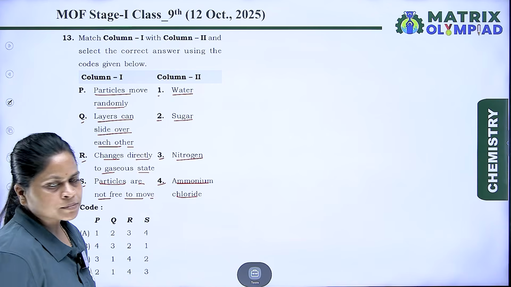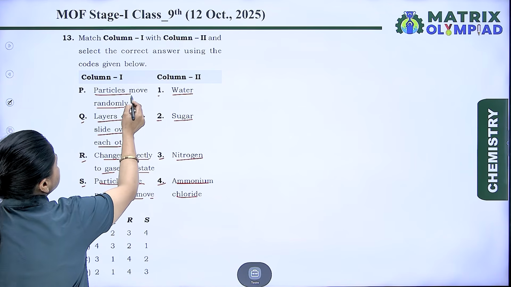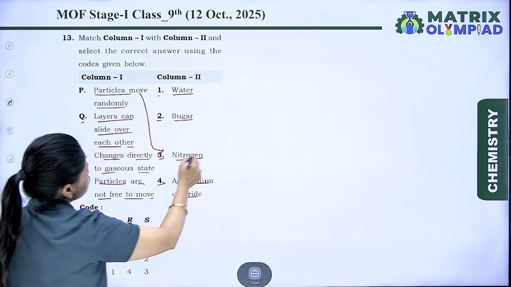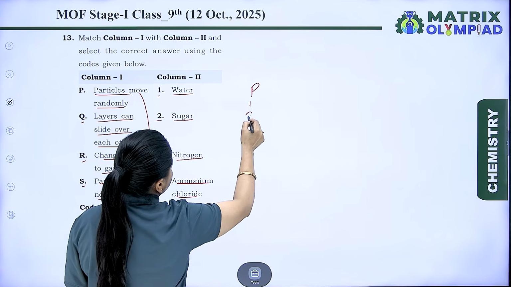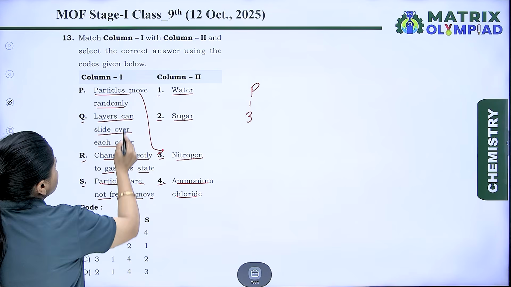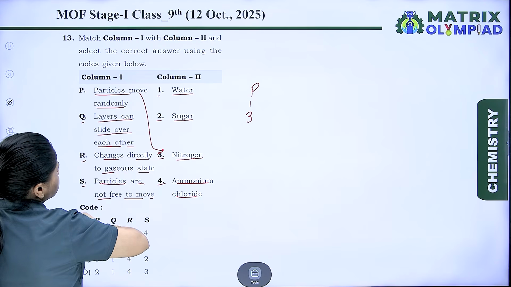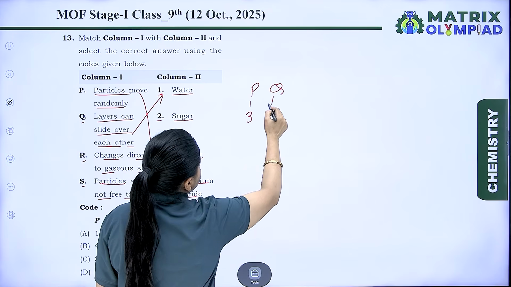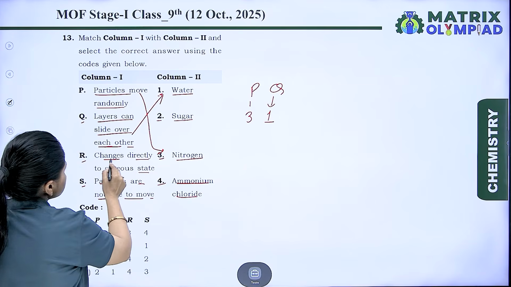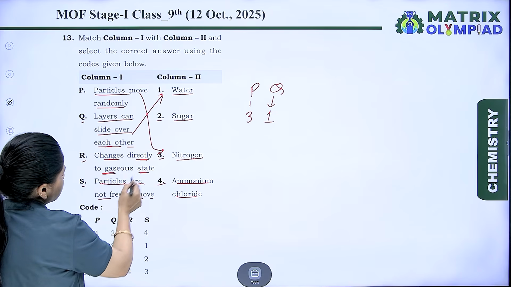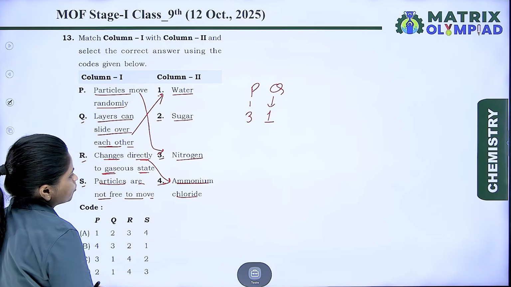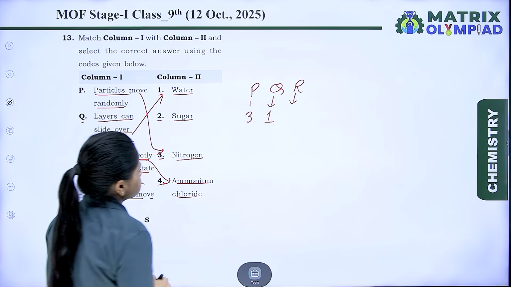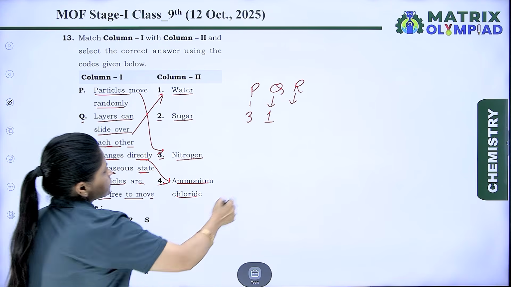Let's match the columns. P, particles move randomly. As we know, this is true for a gas, so P matches with 3, that is nitrogen. Layers can slide over each other, and this is true for water, so Q matches with 1. Changes directly to gaseous state, and this is correct for ammonium chloride because ammonium chloride is a sublimable substance, so R matches with 4.